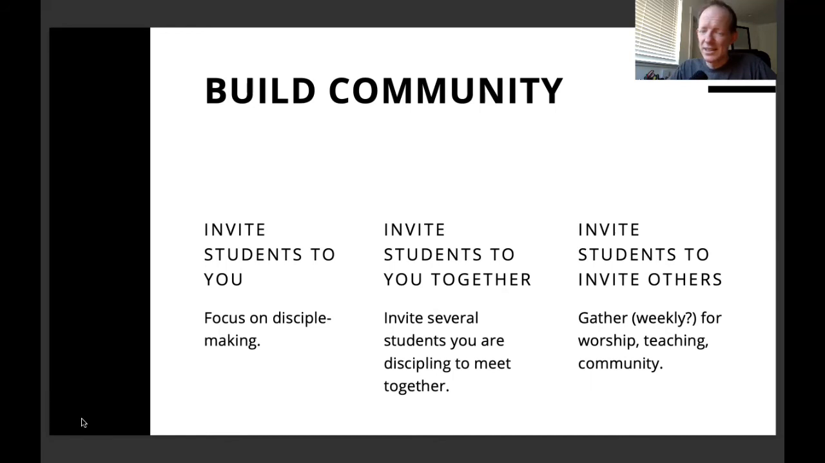And it's likely you'll be meeting with them at separate times, but maybe after a few weeks, they'd be open to meeting together. And so then you're discipling a few students together. And then you're starting to build community. And then the next step is to invite students to invite others. And I found it to be so helpful to have a weekly meeting, maybe at a home near the campus or something, and maybe a meal.